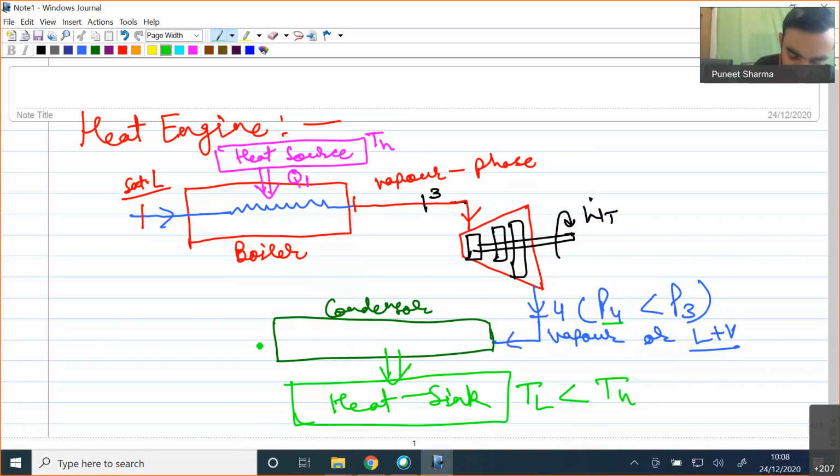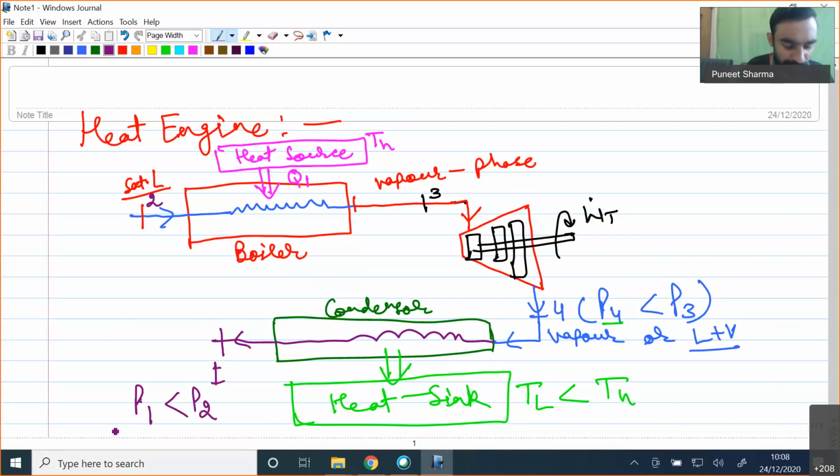Now, at the exit of the condenser I have, say, stage 1, so my stage 1 pressure is P1. At the inlet of the boiler we have thermodynamic stage 2, so my P1 is less in comparison to P2. Now, in order to complete the cycle, I have to employ one more device over here. That particular device we call our pump.